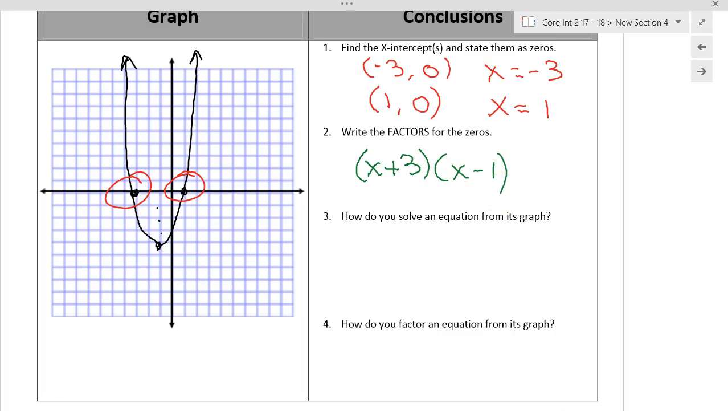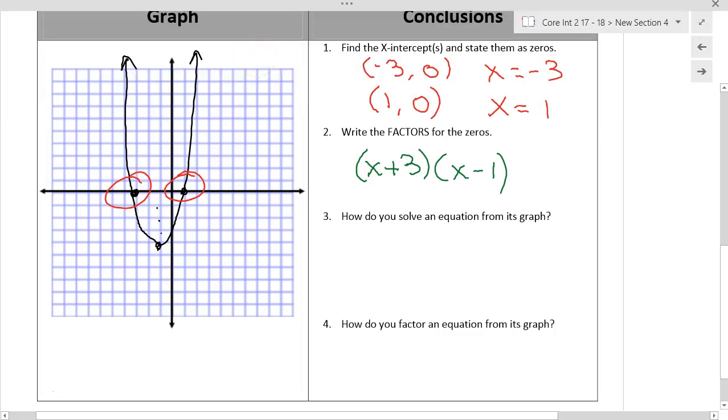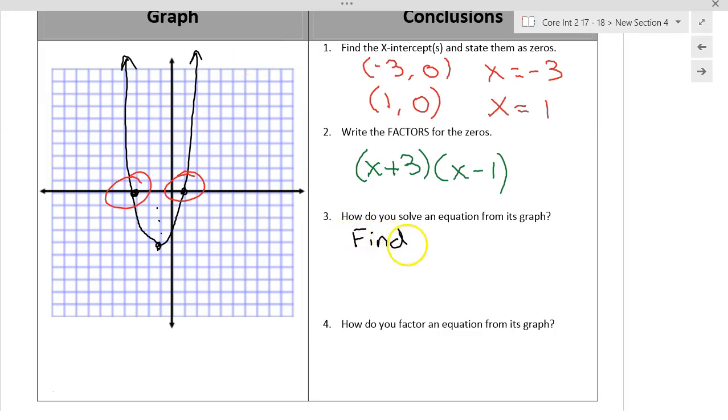Okay? So our question, how do you solve an equation from its graph? Right? Find the x-intercepts. Then write as x equals whatever. Okay, right here, negative 3, 0 and 1, 0, x equals negative 3, x equals 1.